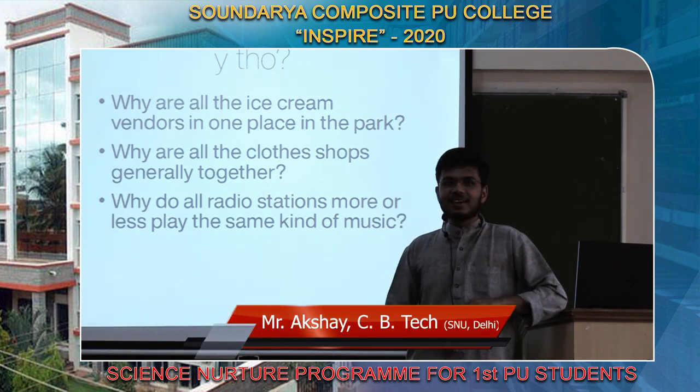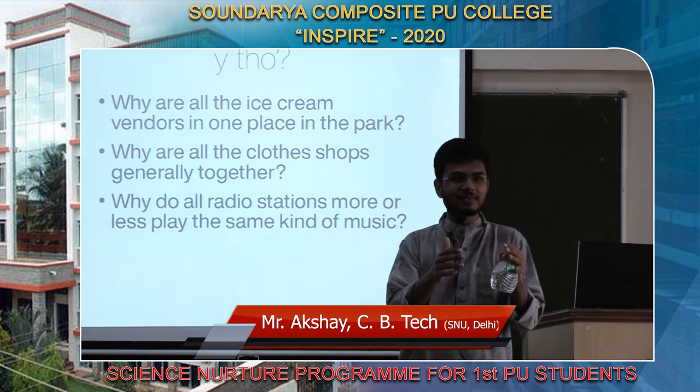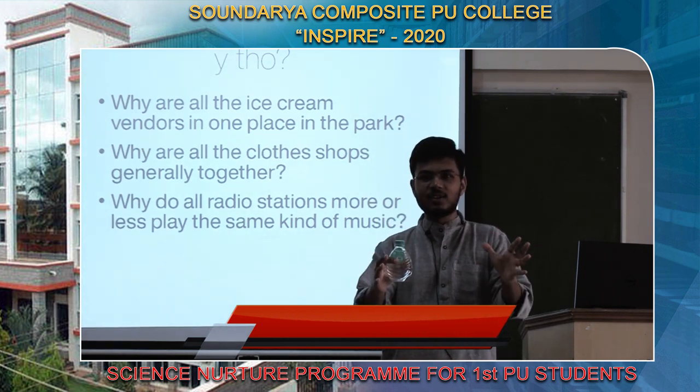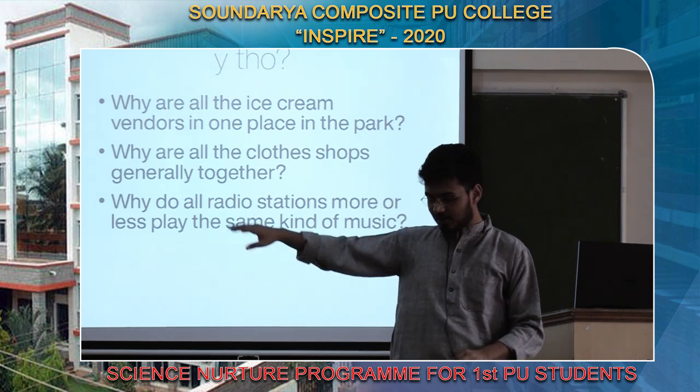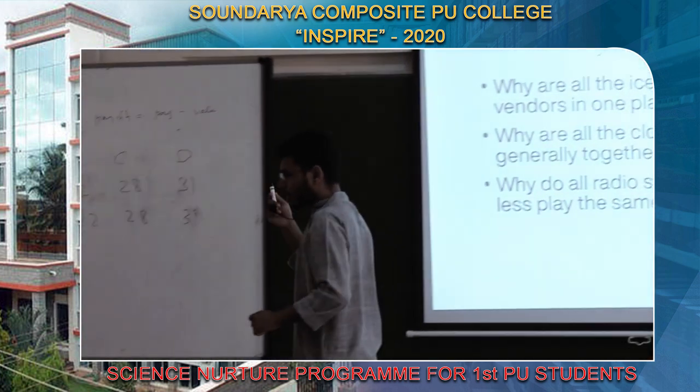Have you noticed this? A lot of parks, beaches, and everything: all the ice cream vendors are in one place. Generally, they are huddled here. They could be spread out, right? Why isn't that happening? So why are all the clothes shops in one place?